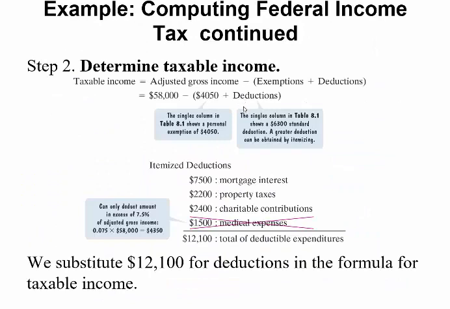The next thing is we have to figure out what her deductions are. We have the mortgage interest, the property taxes, and the charitable contributions, but she cannot write off the medical expenses because they would have to exceed $4,350 for her to write them off. So this plus this plus this gets a total of $12,100. That's how much she's able to write off her adjusted gross income. We substitute $12,100 into the deductions part here, because that's greater than the standard deduction.